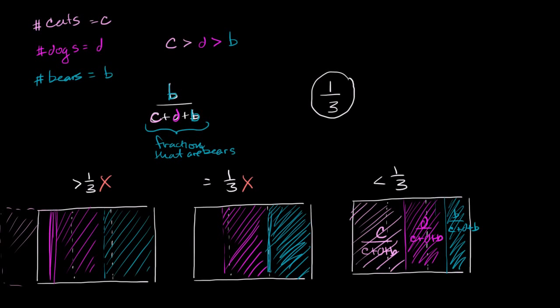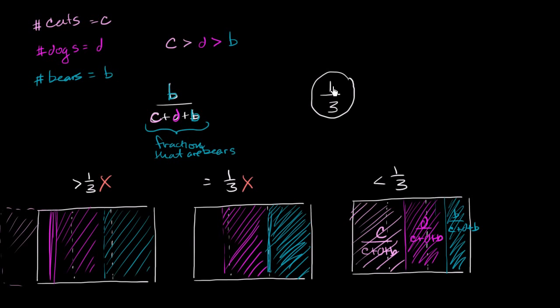In the last video, we made a visual argument as to why this expression has to be less than 1/3. And this expression we already figured out is a fraction that are bears. Now I will make an algebraic argument, or I could call it an analytic argument. And to make this argument, I'm going to leave this expression. We know this is the fraction that are bears.